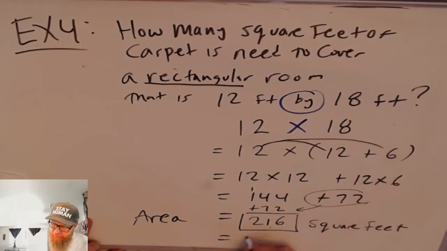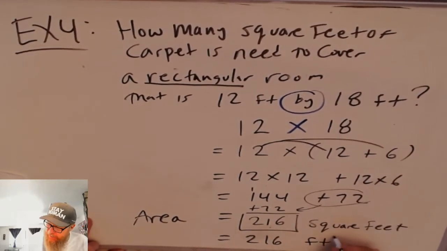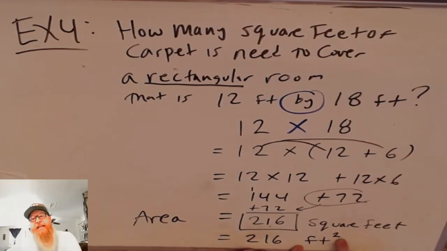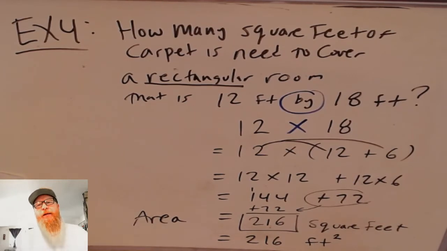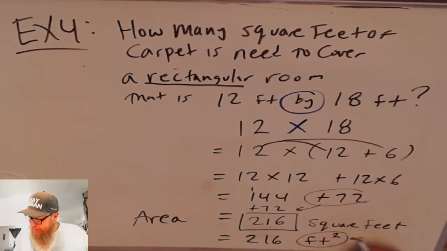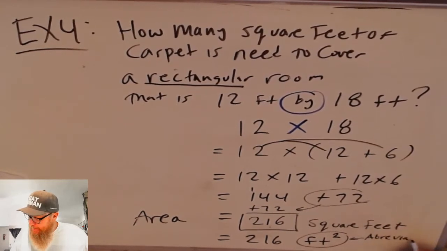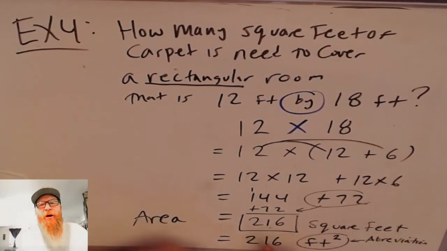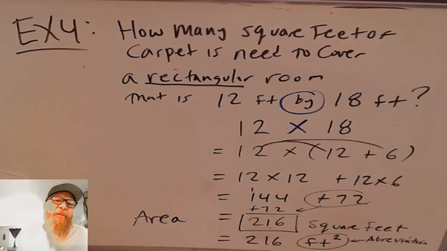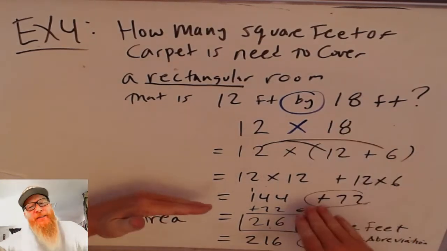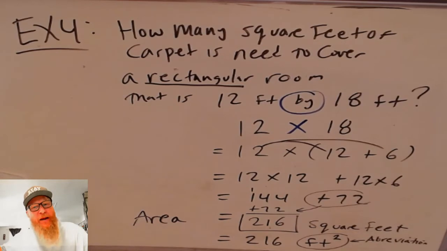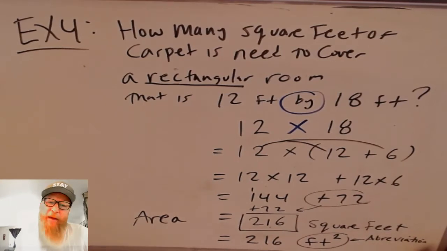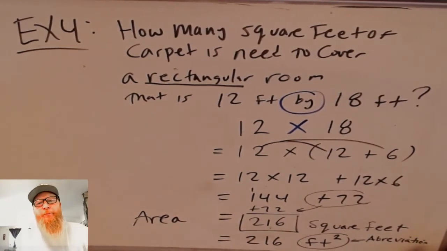The abbreviation for square feet is FT with a little 2 up here. FT squared. It looks like FT to the second power. I will note that this is just an abbreviation. I do not actually want you to now square the final answer. I can't tell you how many times I've taught this lesson and then had somebody get the right answer, and then they'll see the FT squared and their brain goes, oh, now I have to square it. And then you'll end up with just a ridiculous amount of carpet, way more than you actually need. So 216 square feet.